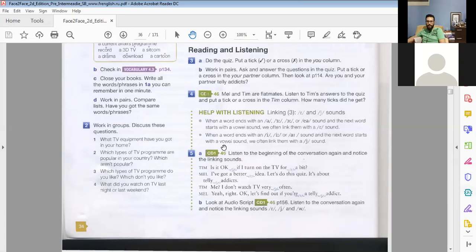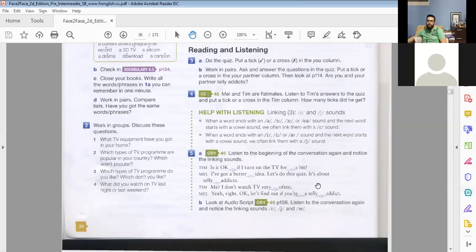And also, if you end with a vowel sound and the next word starts with a vowel, you also have a Y sound. The phonetic J is Y. So here we say, "Is it okay if I turn on the TV?" We link that "okay" with "if". So it says, "Is it okay if?" It's like there's a Y sound here. And the same thing here: it's about telly addicts. Not "telly addicts" but "telly-yaddicts". Do you get the idea? It's just linking, only linking, okay?